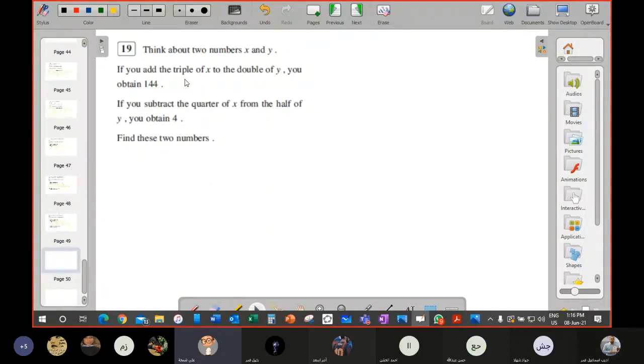Think about two numbers x and y. If you add the triple of x to the double of y, you obtain 144. If you subtract the quarter of x from the half of y, you obtain 4. Find these two numbers.